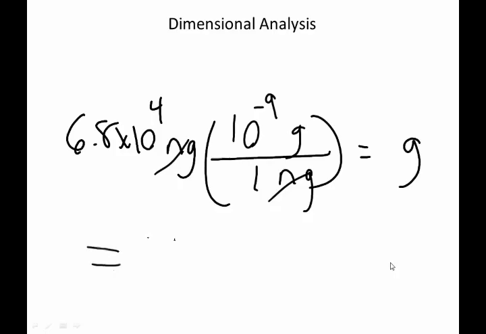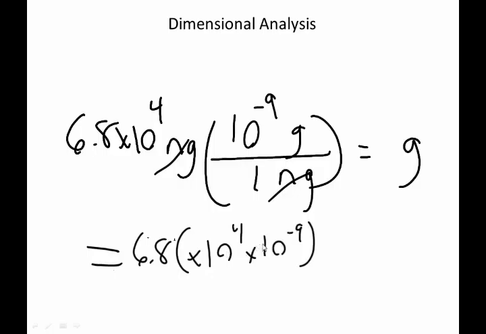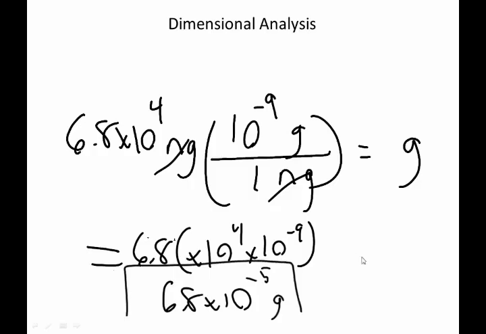Now here's something kind of neat. Because this is already in scientific notation, what I really have here is 6.8 times 10 to the 4th times 10 to the negative 9. And remember, if you have 10 to the x times 10 to the y, it's really 10 to the x plus y. So what I've got is 6.8 times 10 to the 4 minus 9, which is 6.8 times 10 to the negative 5 grams. This is why the metric system is really easy to work with, because you're just working with these powers of 10.